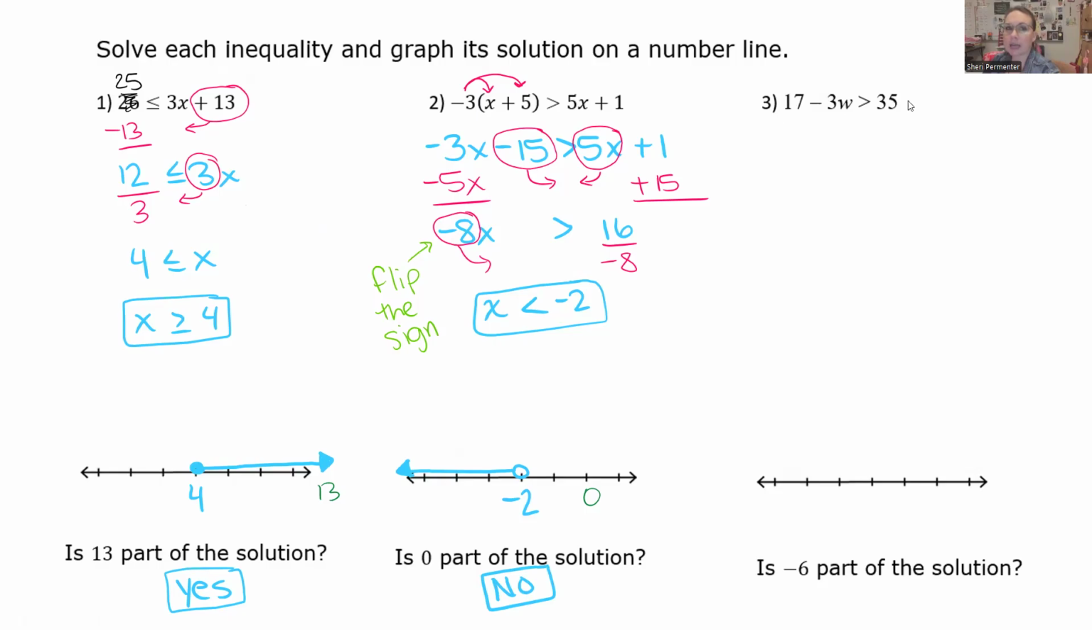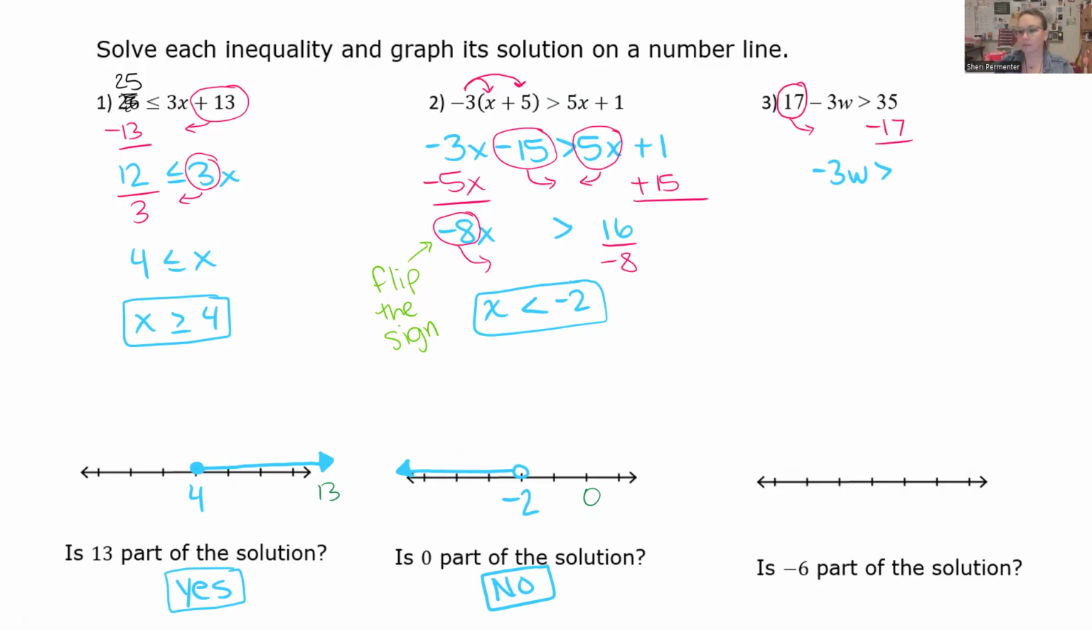For our last problem of the day, this problem doesn't have a 13. So scribble out the little 1. It's going to be a 3. Sorry. It's not going to change how we're going to solve the problem. What's going to be my first step to get the W by itself? Yeah, let's get rid of this positive 17, subtract 17. So I have -3W is greater than, what's 35 minus 17?